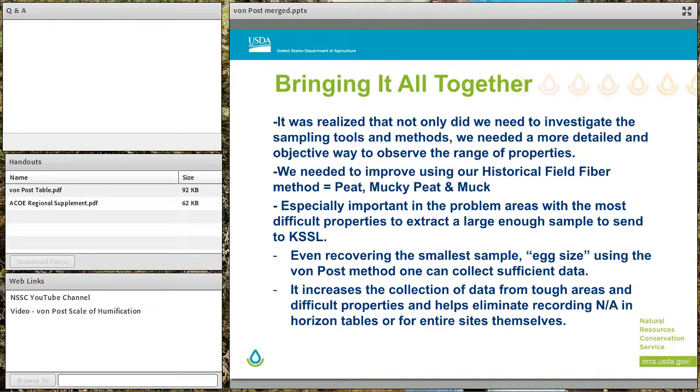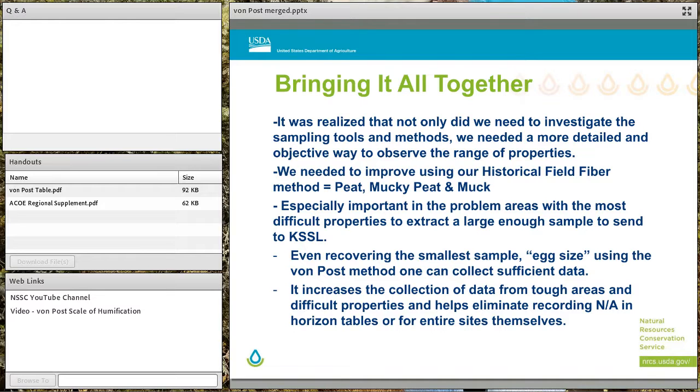And we needed to improve our historical field fiber method, our standard peat, mucky peat, muck, because it didn't cover using the tools, using one tool for, let's say, muck; not just one tool worked for sampling everything. So it's especially important with these problem areas and these difficult properties to extract a large enough volume of sample to send into the lab.